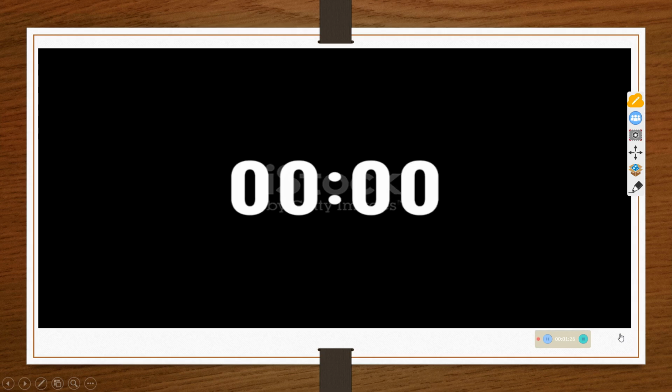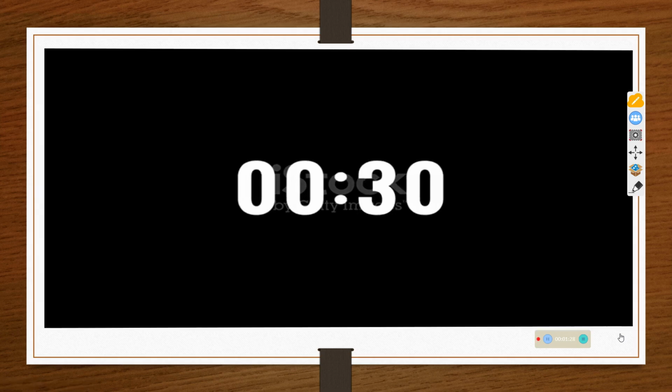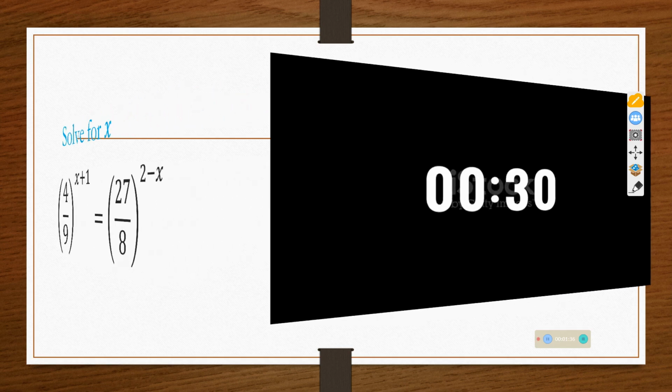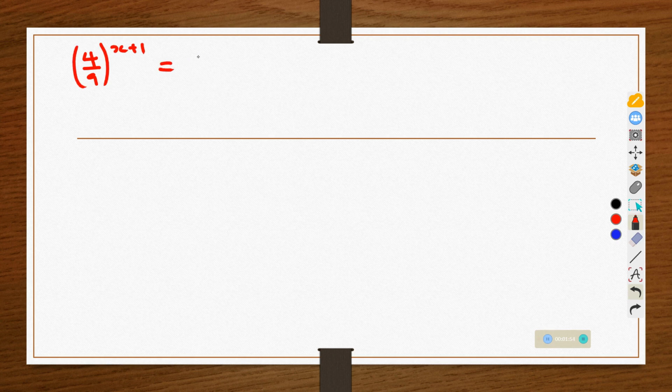Okay, so let us look at the question. We are told that we need to solve for x, where we are given this expression. So let us look at the solution. Looking at what we are given: 4 over 9 to the power of x plus 1 is the same as 27 over 8 to the power of 2 minus x. So that is what we are given.